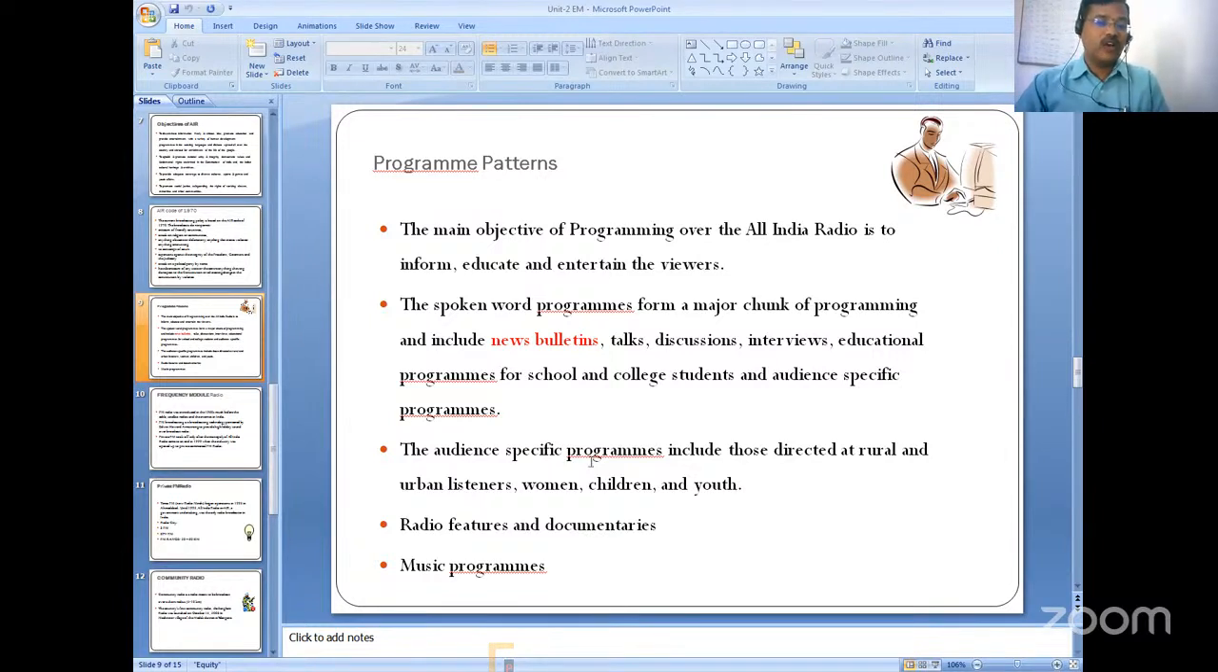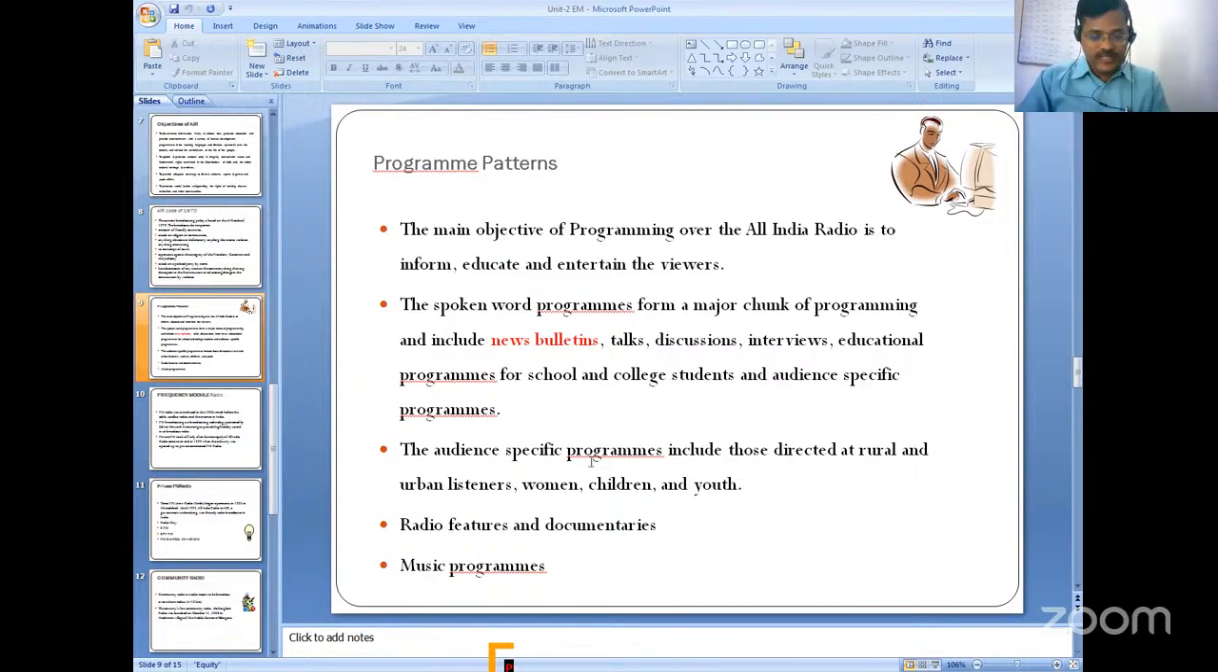Radio features and documentaries. Radio feature means, we have discussed the news bulletin. News bulletins have soft news and hard news. Hard news means the latest news, meaning an event happened a minute ago. That is hard news. It will be released in the bulletin that is running at that time. So hard news means the latest one, something that happened some hours ago or at least the previous day.